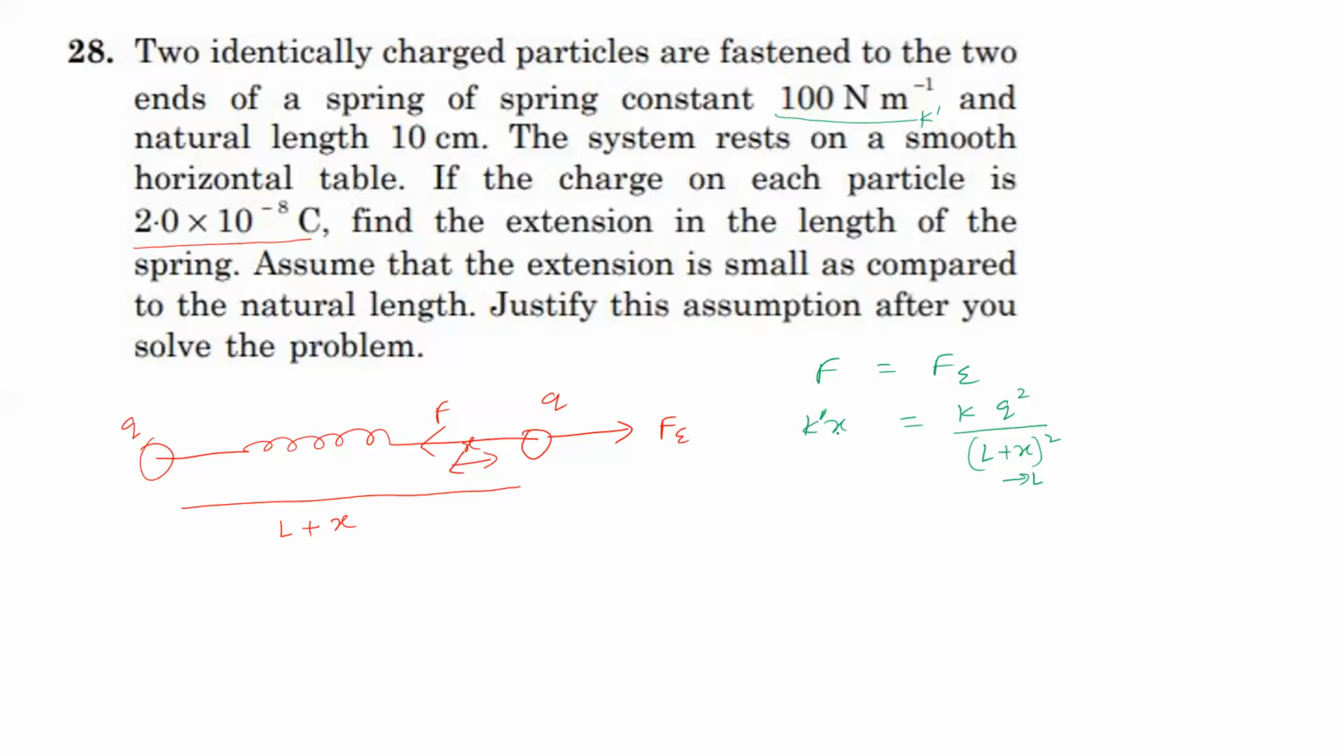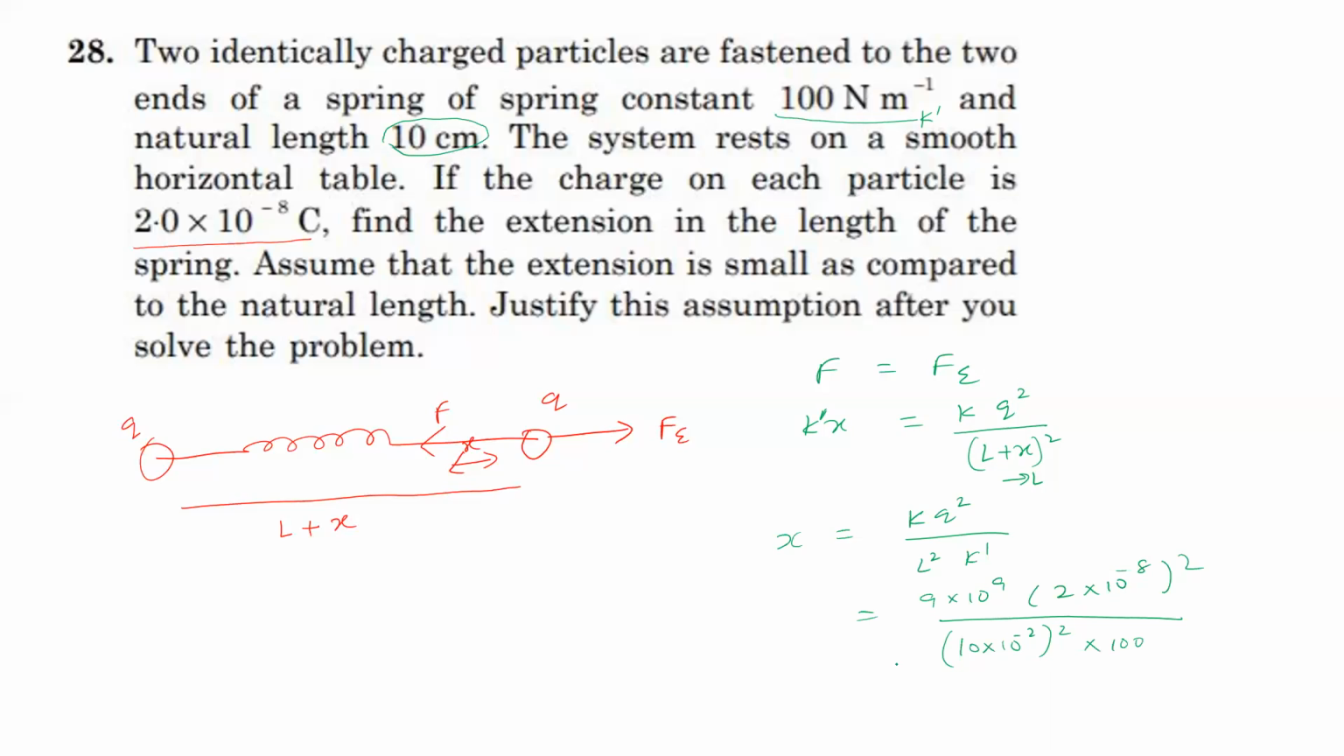Now we need to find the x value, so x is equal to KQ square divided by L square into K dash. Let us substitute K value as 9 into 10 power 9, and Q value given as 2 into 10 power minus 8, whole square. L is given as 10 centimeter, so 10 into 10 power minus 2, whole square. And K dash value is 100.